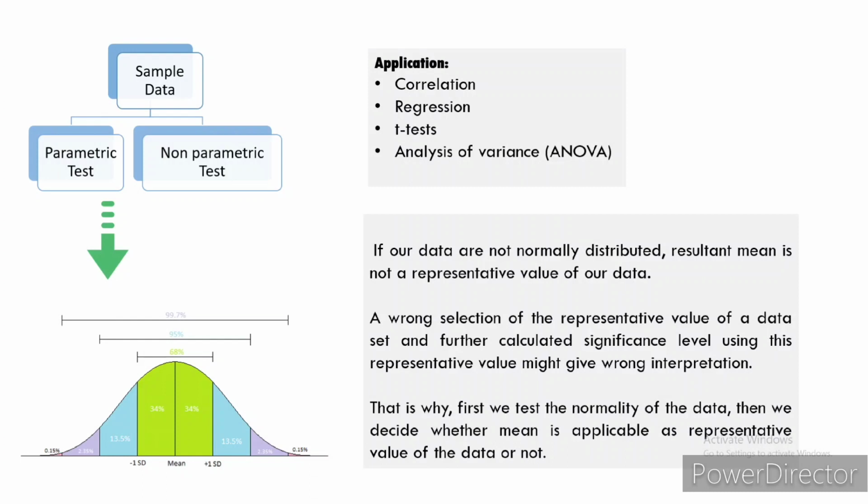If our data are not normally distributed, the resultant mean will not be a representative value of our data, and a wrong selection of the representative value of a data set, and the further calculated significance level using this representative value, might give a wrong interpretation of our results. That is why we first test the normality of the data and then decide whether the mean is applicable as a representative value of the data or not.